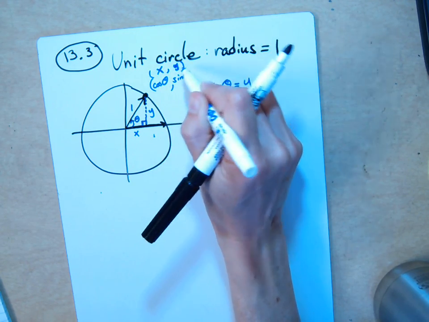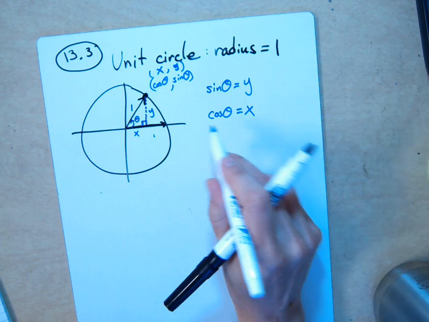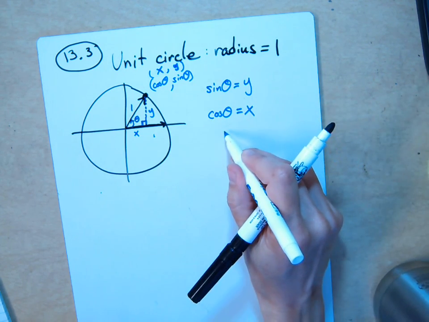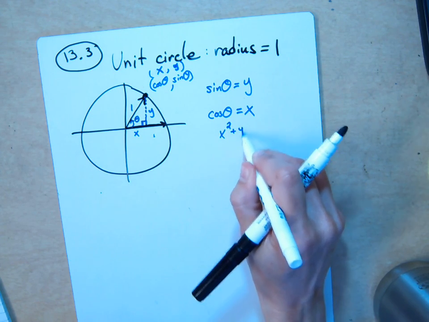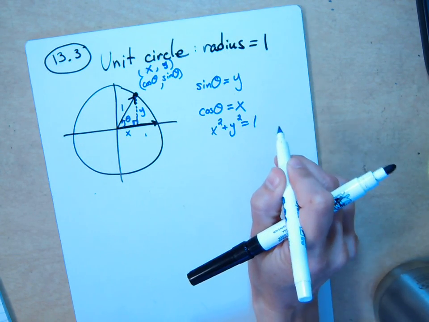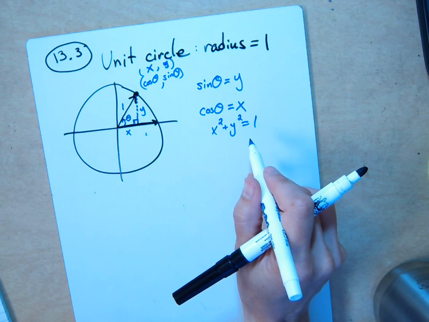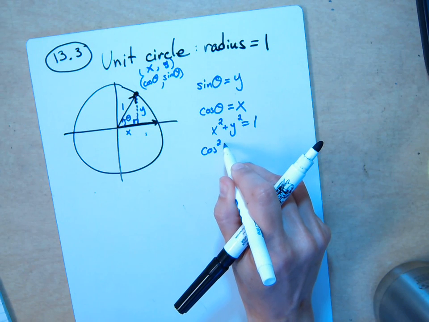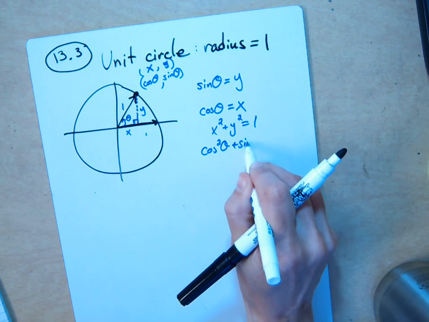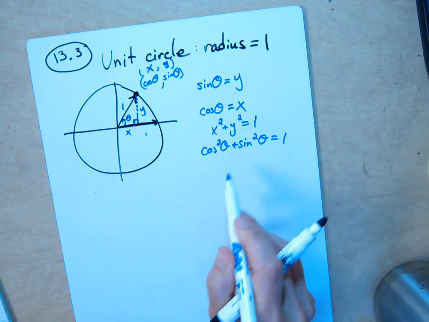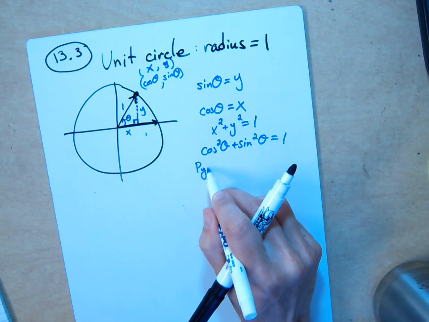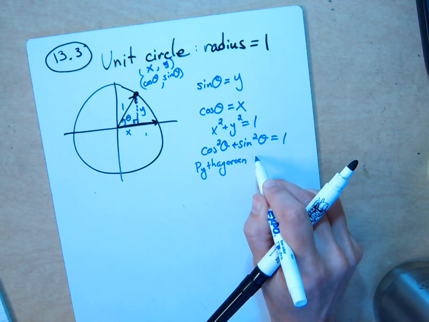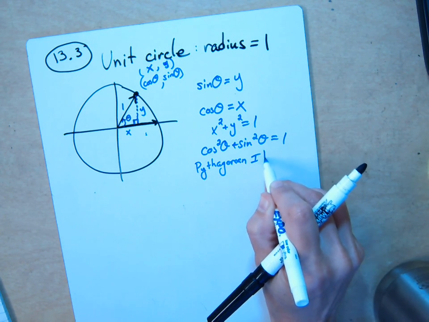So let me show you something. Oh, and we still have x squared plus y squared equals 1, right? You can see it in the picture. But instead of writing it that way, one of the most important, it's called the Pythagorean Identity, is instead of that, we would say cosine squared plus sine squared equals 1. This is called the Pythagorean Identity, and we use that theorem all the time. Pythagorean Identity.